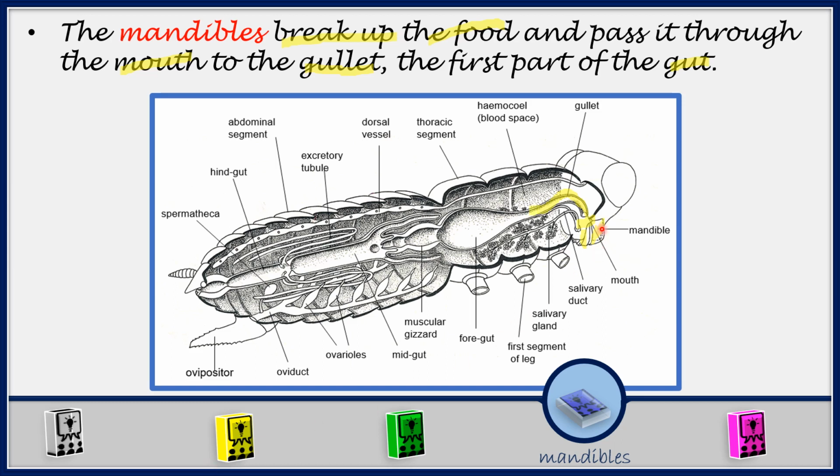Our mandibles are outside, on the head, and their function is to break up the food and then pass it to the mouth. When it is passed to the mouth, it will go through the mouth and then to the gullet, which is the first part of the gut, which connects to the foregut.